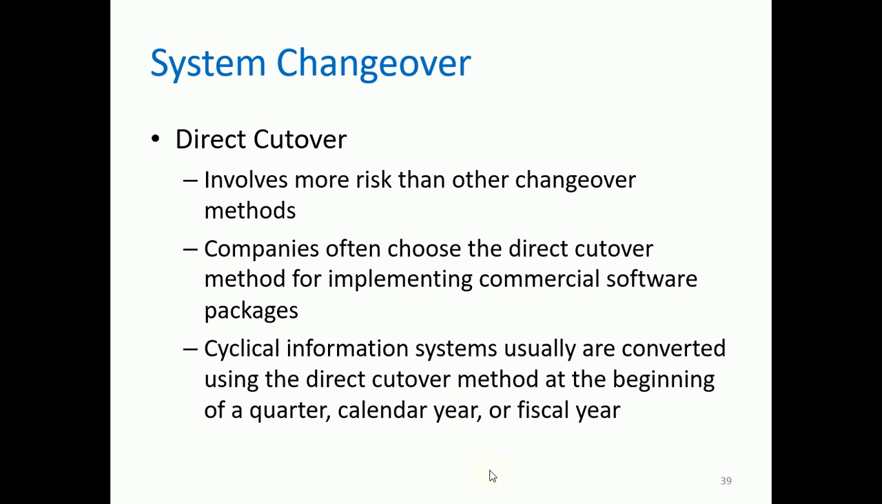So, first, the direct cutover involves more risk than other changeover methods because if you use the new system, you cannot go back to the old system. So that is the risk. And then companies often choose the direct cutover method for implementing commercial software packages because it is cost effective. And then cyclical information systems usually are converted using the direct cutover method at the beginning of a quarter, calendar year, or fiscal year. So they are using direct cutover depending on the period, may it be quarterly or yearly.